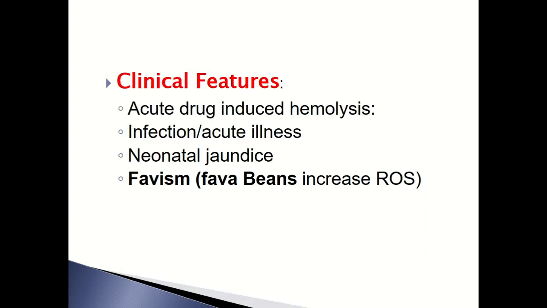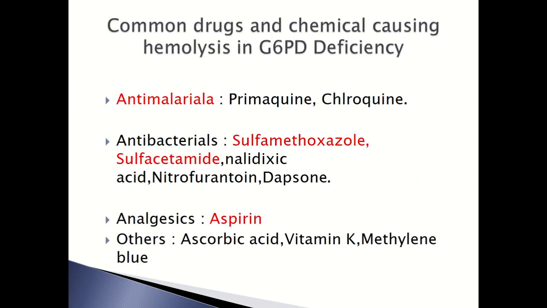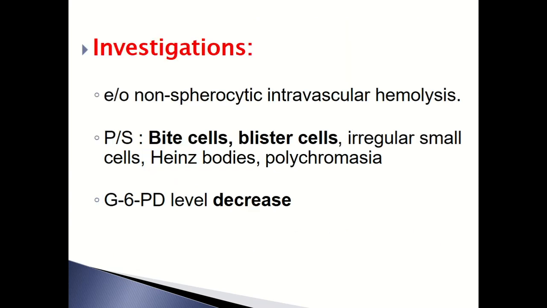Clinical feature again: fava beans, a kind of food that produces reactive oxygen species. Some drug history is there, like fluoroquinolones, some sulfonamide drugs, and primaquine, and they will produce acute hemolysis, like primaquine, chloroquine, antibacterials like sulfamethoxazole, sulfacetamide, and some aspirin-like drugs. So always think about or rule out G6PD deficiency before prescribing such drugs. This is a very important clinical practice.